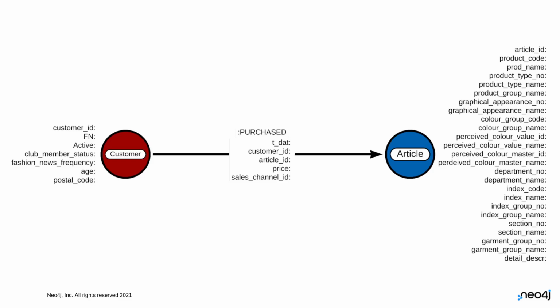Now, when we talked about the model, we talked about how you might want to have properties for your nodes that are numeric and not strings. In this case, article here has product type number, graphical appearance number, and we are going to do very basic feature engineering today. We're going to use those numbers as our features for our KNN calculation. Okay, so let's do it.